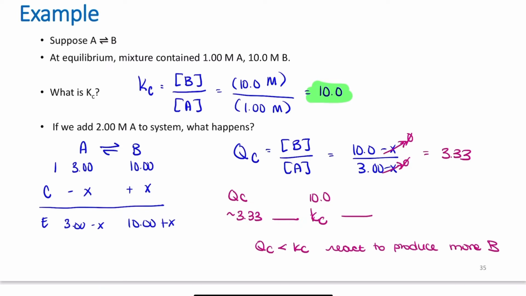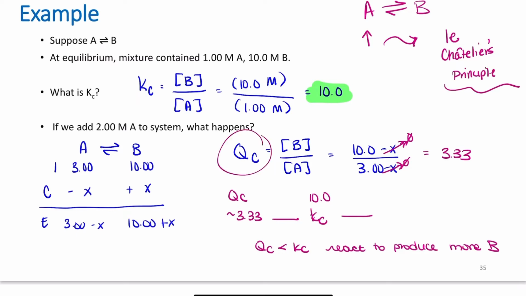Now, you could have done this reaction as well by looking at it and just saying, well, if you've got A in equilibrium with B, and we increase the concentration of A, I expect to form more B. Le Chatelier's principle. Completely valid, but you can also do that with math.